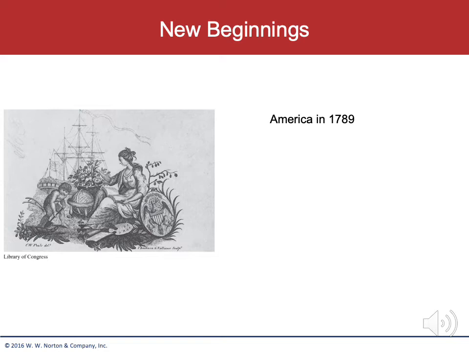So America in 1789, which is the first year of the Constitution, is very different than what we would see today. It's predominantly agricultural. It has a brand new government that hasn't been proven yet. It is a government based on a Republican form of government, which means that people vote for representatives who then go to a body and vote on their behalf. There is going to be no king. Instead, we're going to have a president, which some people didn't even know what that meant.